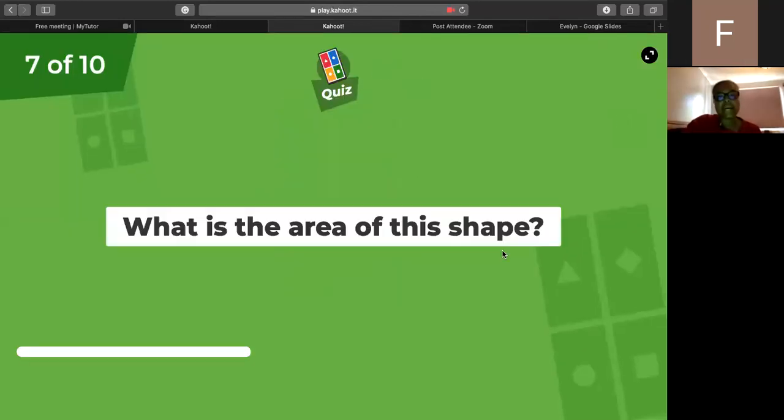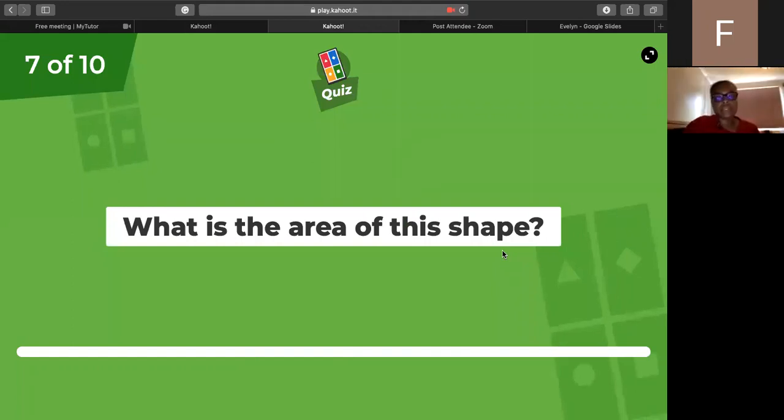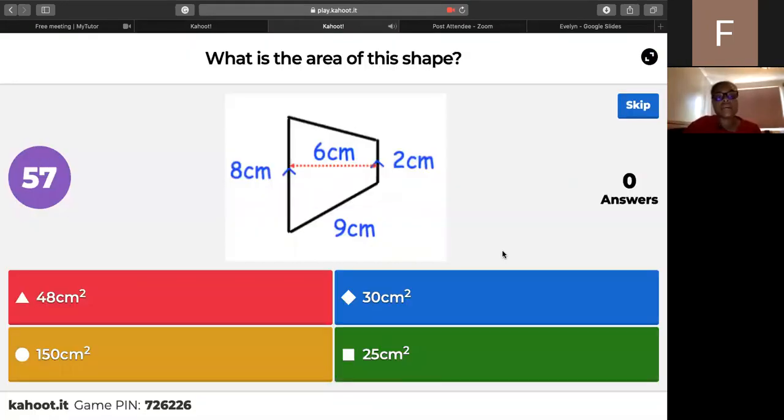So what is the area of this particular shape? Now this is a trapezium. I've given you guys a minute, so don't rush it. Remember, what is the formula for the area of a trapezium? Make sure that you use BIDMAS as well with this particular formula, and try to figure out which is the correct answer.